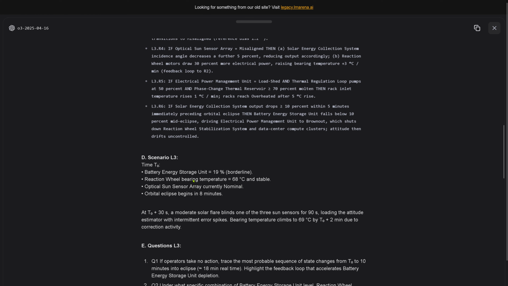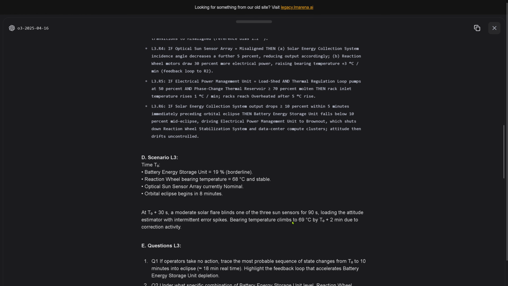The reaction wheel bearing temperature is at 68 degrees and stable. And the battery energy storage unit is at 19%. This is real low. This is borderline low. And now, 30 seconds into scenario 3, we have a moderate solar flare that blinds one of the 3 sun sensors for 90 seconds, loading the attitude estimator with intermittent error spikes.